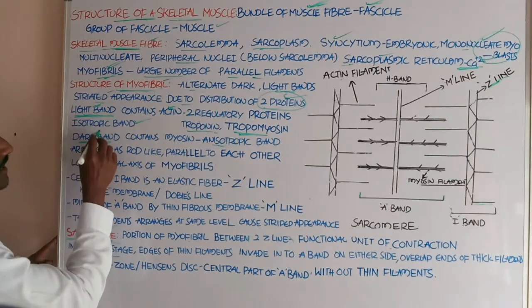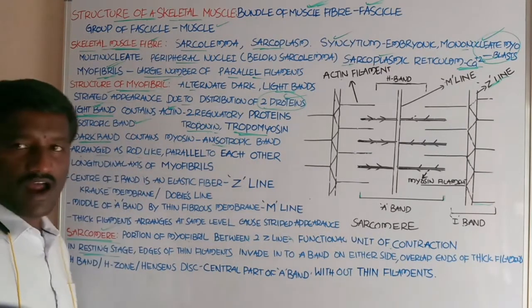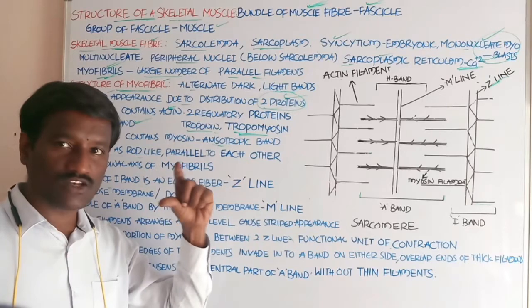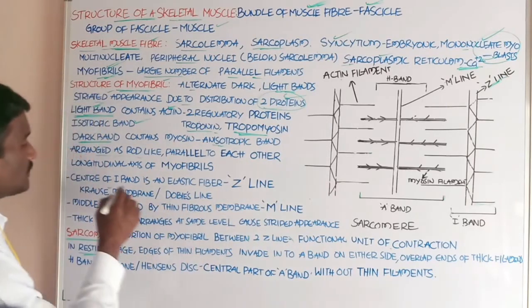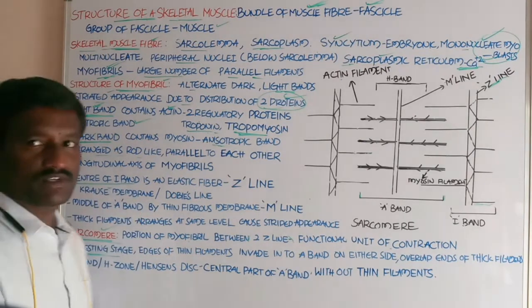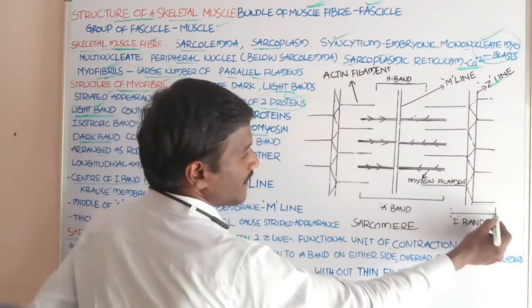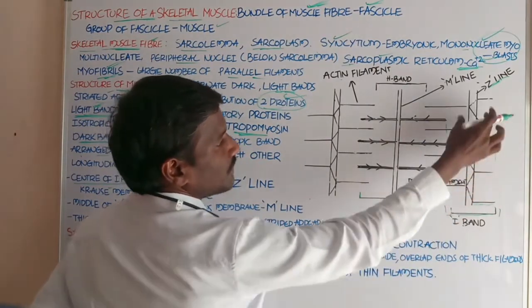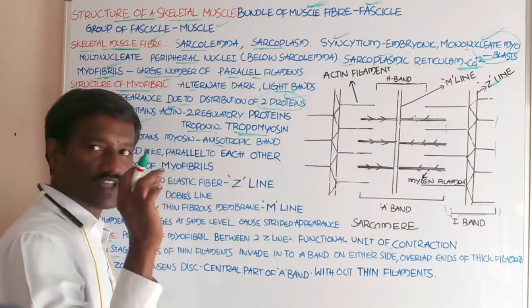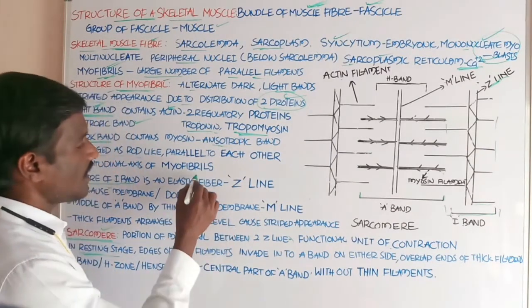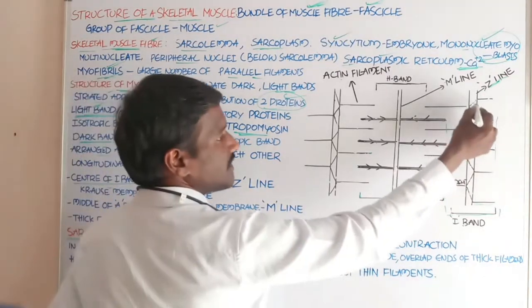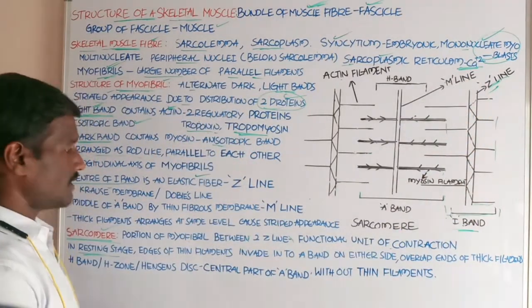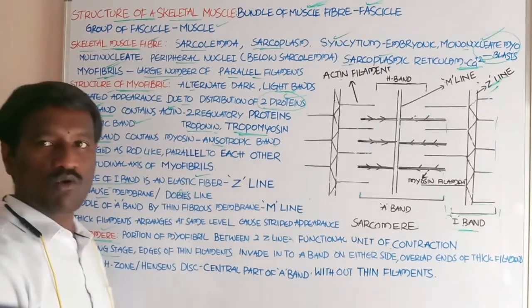These bands, or filaments, are arranged as rod-like structures parallel to each other and extend throughout the longitudinal axis of the muscle fiber. This entire region is the I band, the isotropic band. If you observe the center of the I band, there is an elastic fiber. This elastic fiber in the center of the I band is called the Z line, also called the cross membrane or Dobie's line.